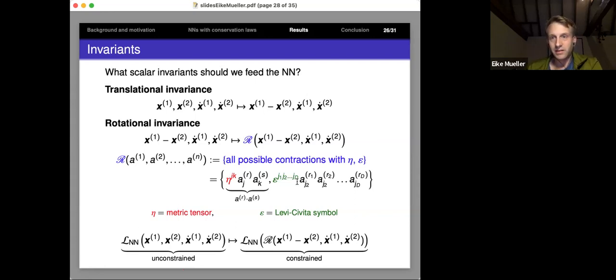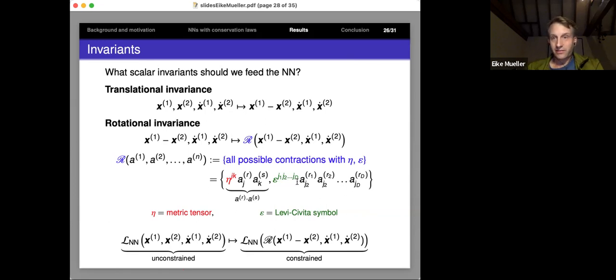In 3 dimensions, for example, if you have 3 vectors, then you can form scalar products, but you can also form an area. You take the cross product of 2 vectors and multiply with another vector, and that gives you a volume, and that volume is also invariant under rotations.